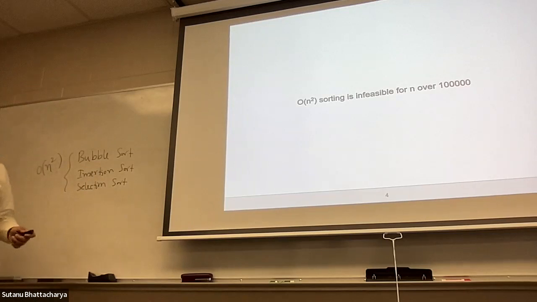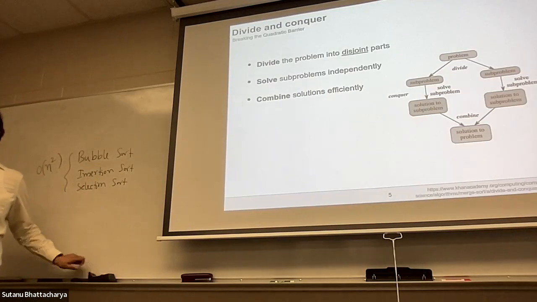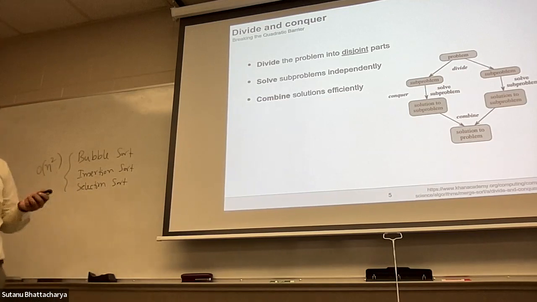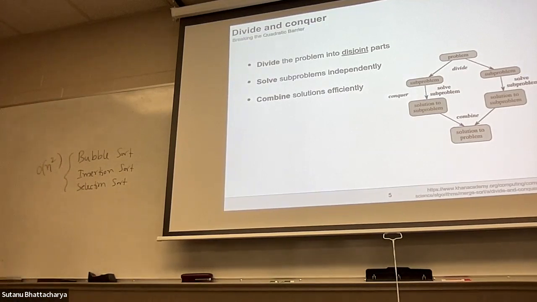So let's move on to discuss what better approaches are available till today. Here we'd like to introduce the divide and conquer approach to break the quadratic barrier. Quadratic barrier means order of n square. We need something better than order of n square. So the strategy that we'll take is the divide and conquer approach.